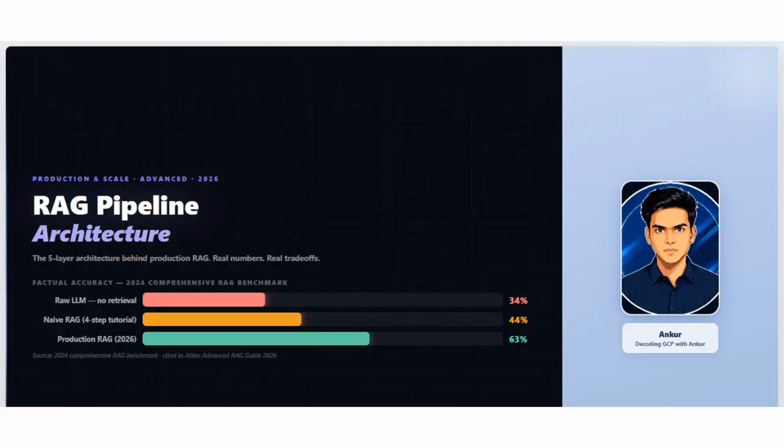44%. That's the factual accuracy of a naive RAG pipeline, the kind every tutorial teaches. Production systems hit 63%. Today I'm showing you exactly what's in between, in the real 5-layer architecture behind production RAG systems running at scale in 2026.